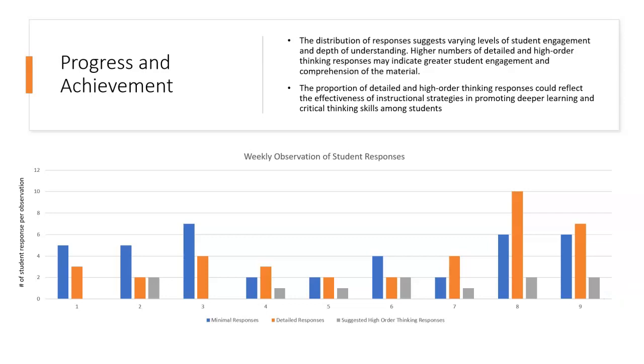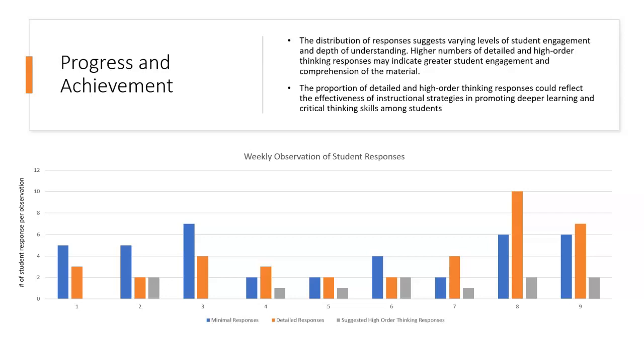The distribution of student responses in the classroom discussions indicates differing levels of student engagement and understanding. When there are more detailed and higher-order thinking responses, it suggests that the students are more engaged with the material and have a deeper comprehension of the content. Furthermore, it indicates whether instructional methods are successful in promoting deeper understanding and critical thinking among students and where their instructional strategies need improvement.